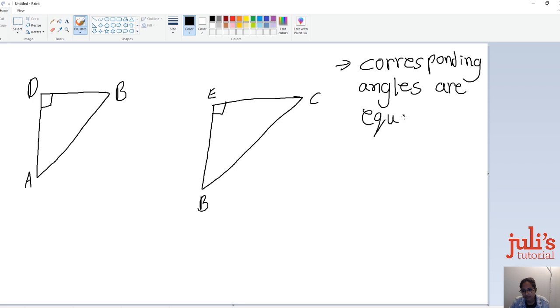One thing essential to consider is that angle E corresponds to angle D, because they're both 90 degrees.